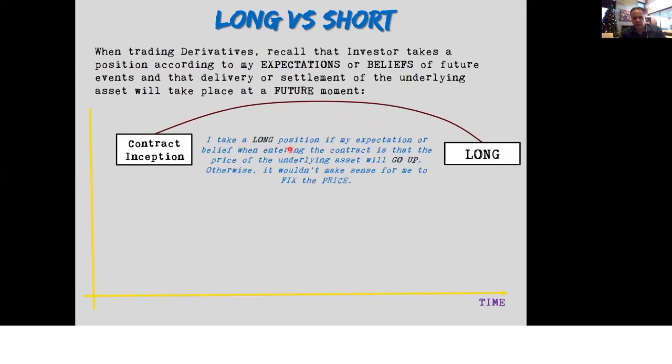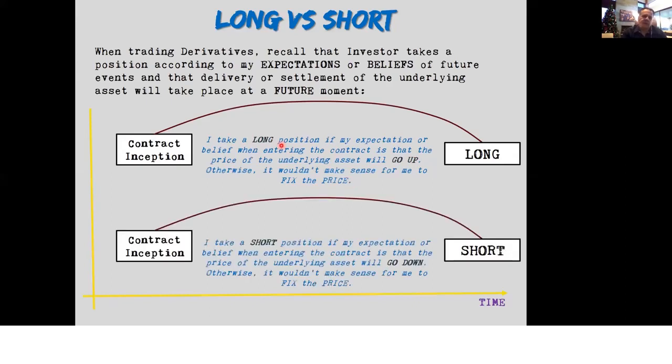If at contract inception you believe that the prices will go up in the future, you will take a long position. Otherwise, it would not make sense to fix the price. If you want to buy something and you think that the price will go down, there's no sense in fixing the price. Similarly, if you are taking a short position on a future commitment, it means that your belief is that the price of the underlying asset will go down. Otherwise, it wouldn't make any sense to fix the price today.